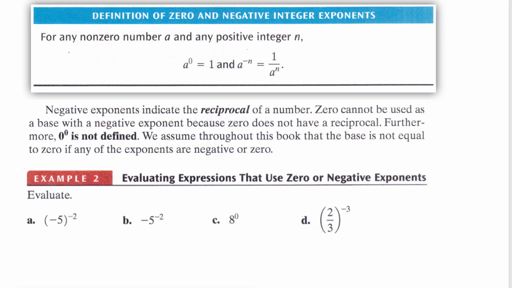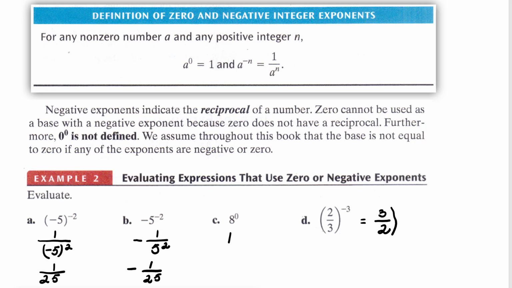a to the n. Negative 5 to the negative 2 will be 1 over negative 5, and we change the sign of the exponent, to the second, which is 1 over negative 5 times negative 5, 1 over 25. Negative 5 without parentheses to the negative 2, we keep the negative sign, and it's 1 over 5 to the second, which is negative 1 over 25. 8 to the 0 is 1.